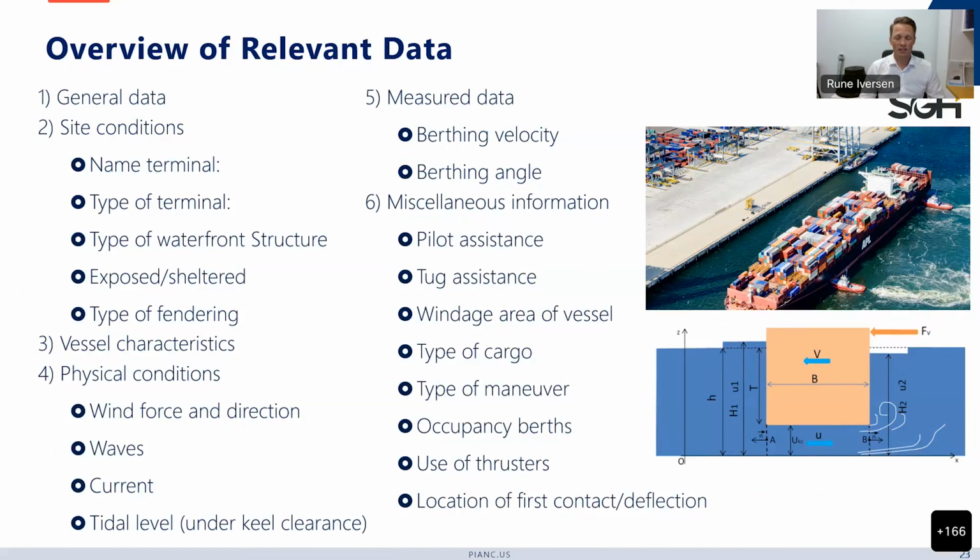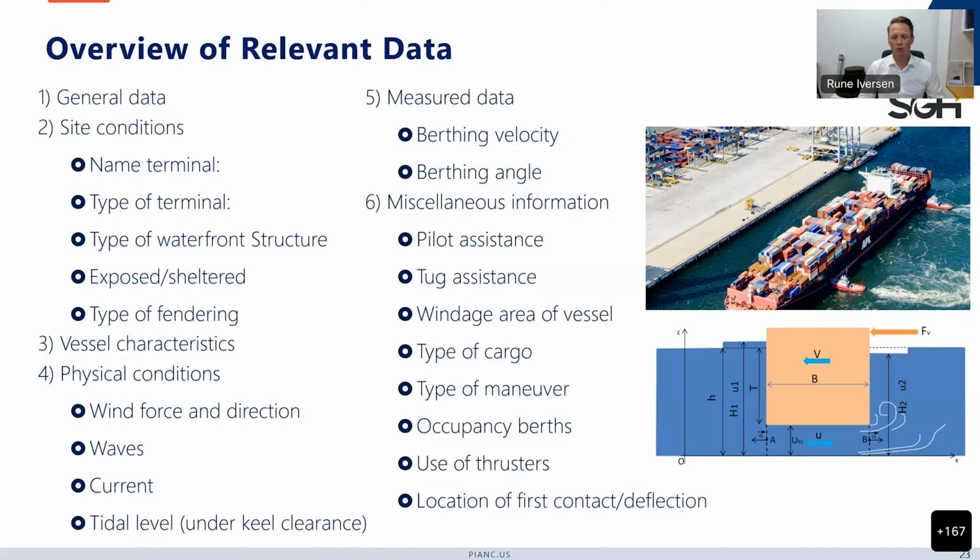Vessel characteristics is important, so you know what size vessels you're getting velocities from. Actual physical conditions at the site. What wind did you have when the measurements were taken? How much waves was it? How much current was it? What tide level was it, so you can get an idea of the under-keel clearance for the vessels coming in.